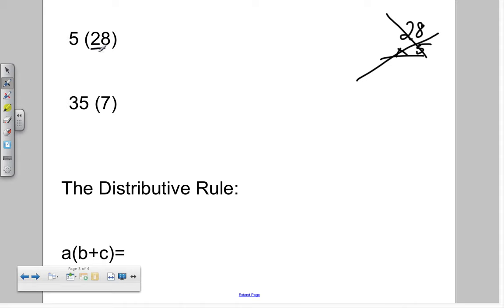So I'm going to think of a way to write 28. I'm going to recopy the 5, but in the parentheses, I'm going to write 28 the way you did in elementary school: 20 plus 8. This helps you to do the math mentally, actually, because now I've got 20 plus 8 gives me 28, and now I can multiply 5 by 20, or distribute 5 into the parentheses, and multiply 5 times 8.